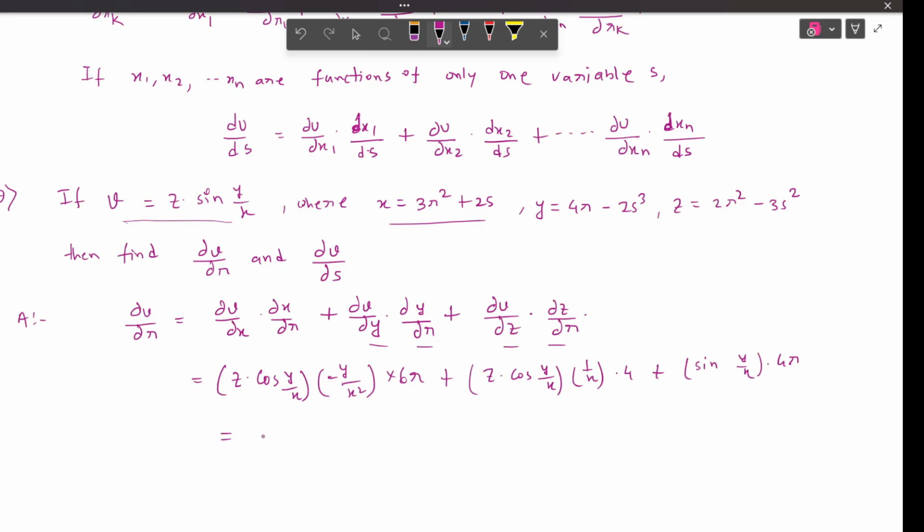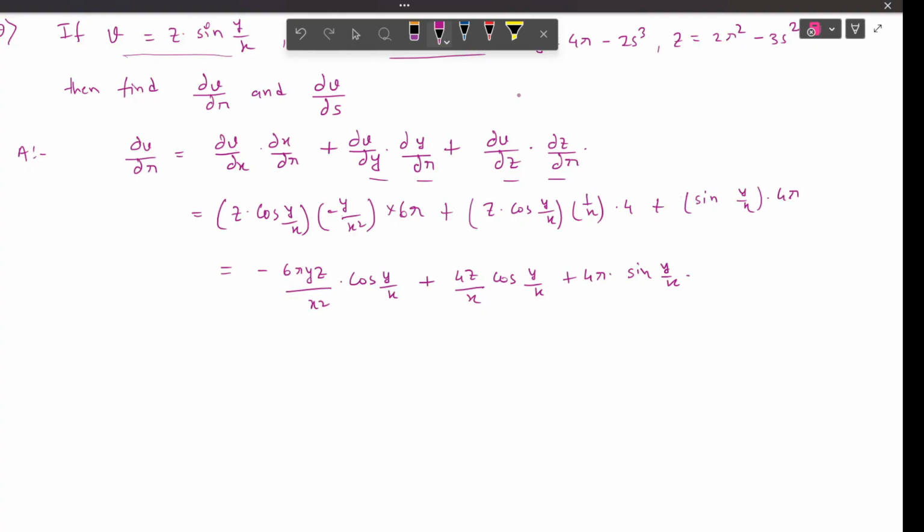So this will be minus 6r y z upon x square into cos of y by x plus 4z upon x cos of y by x plus 4r into sine of y by x. And next we need del v upon del s. So let's find out del v upon del s.